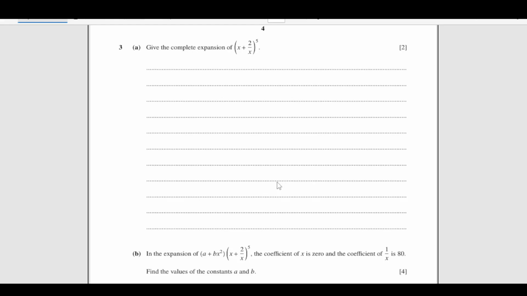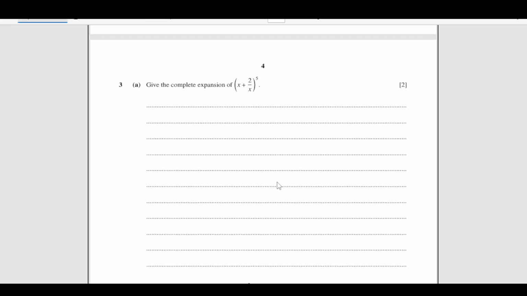Question number 3, give the complete expansion of this. For this you can either use Pascal's triangle or you can use the binomial theorem. I will use the binomial theorem here. So we have (x + 2/x)^5, or let's say we can use Pascal's triangle.